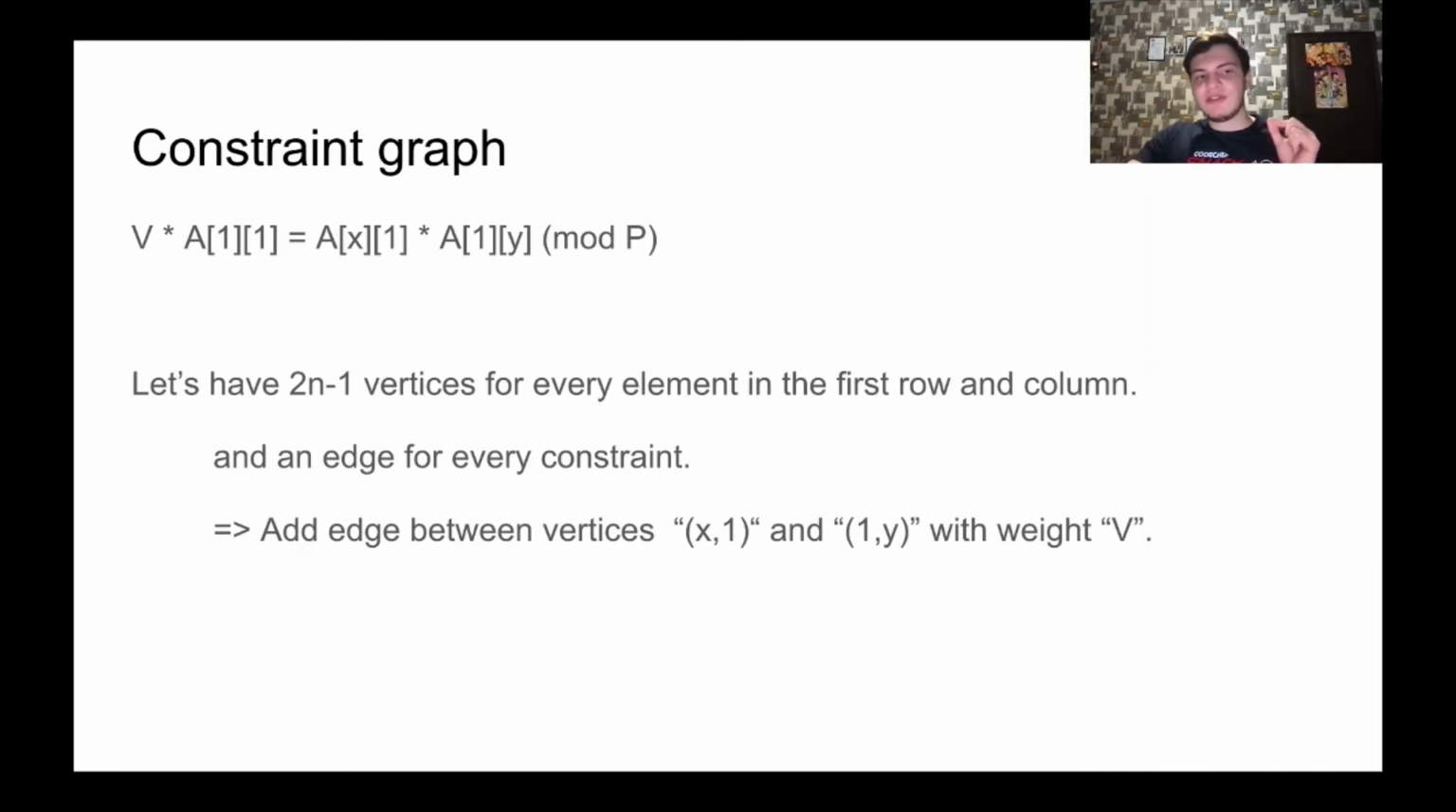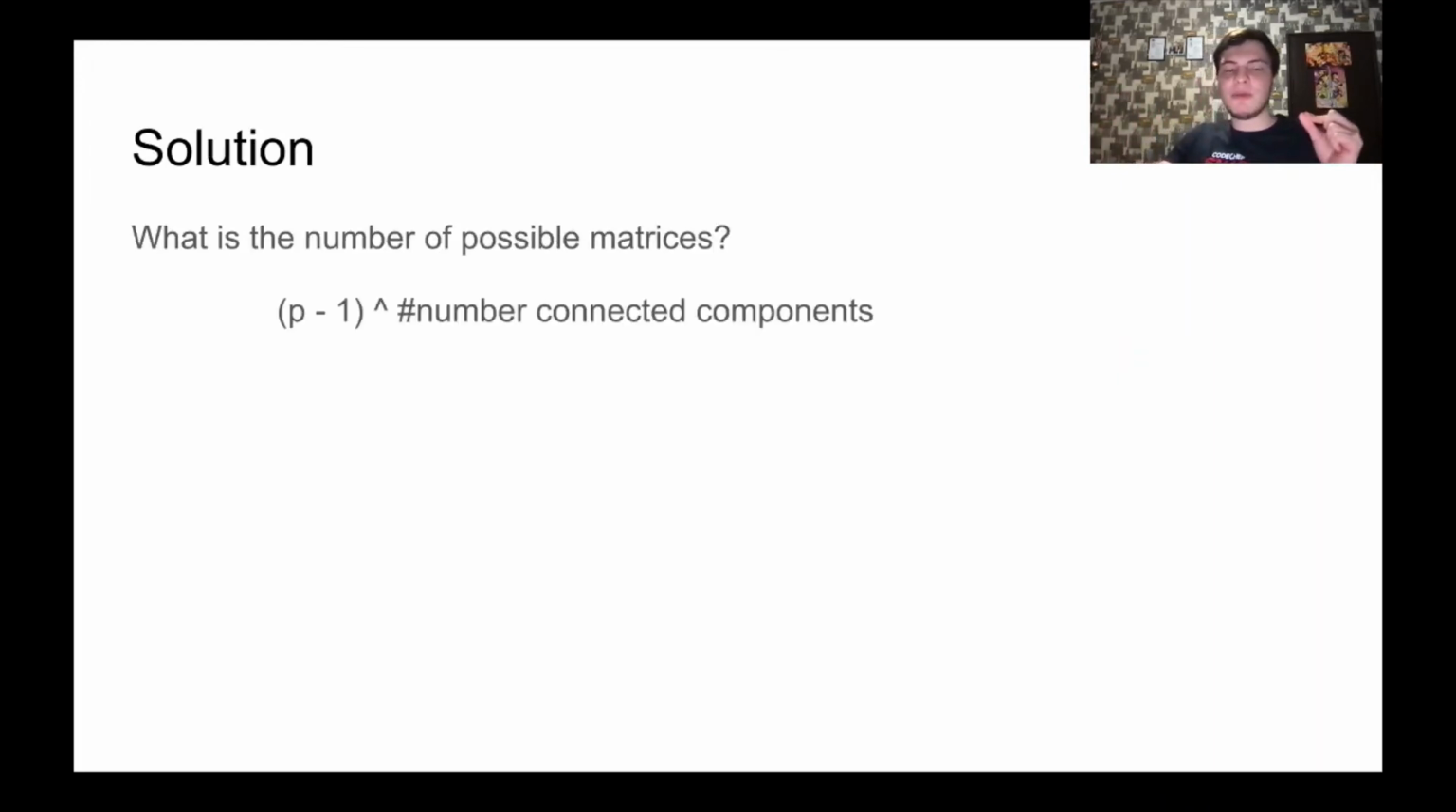But let's first think about what will happen if we have such a graph with some vertices and some edges. What will the answer be? Well, it turns out that the number of possible matrices is equal to p minus 1 to the power of the number of connected components. Here it's p minus 1 because we have the explicit constraint that the values we can fix for all vertices are from 1 to p minus 1. So overall it's p minus 1 values.